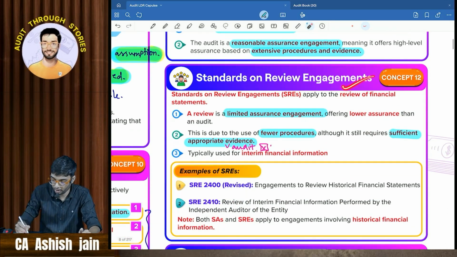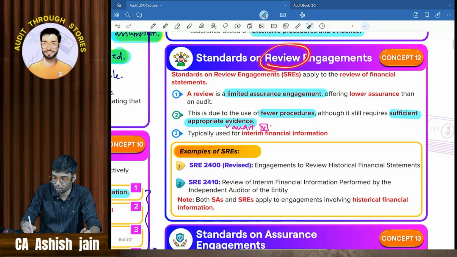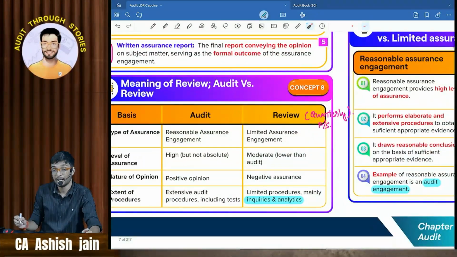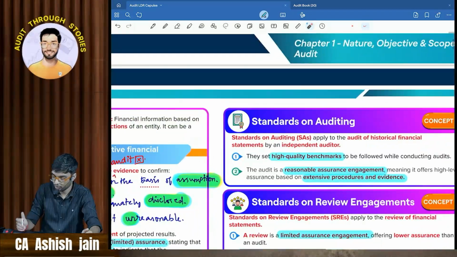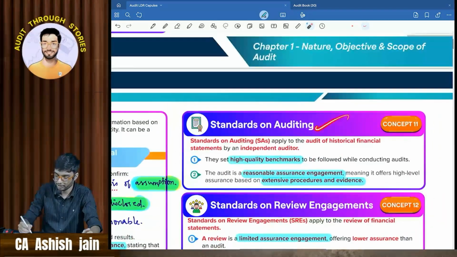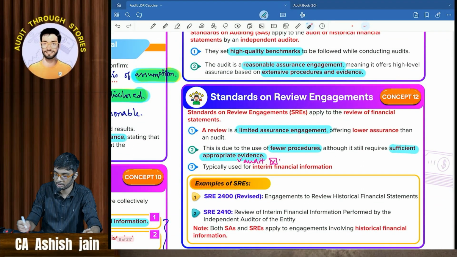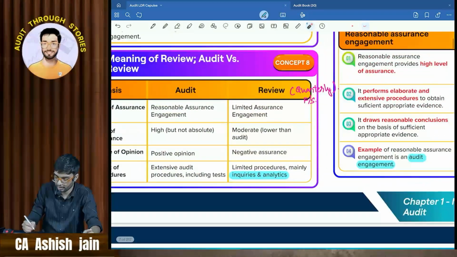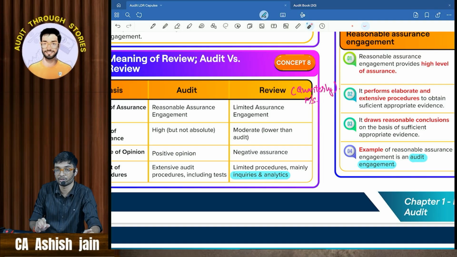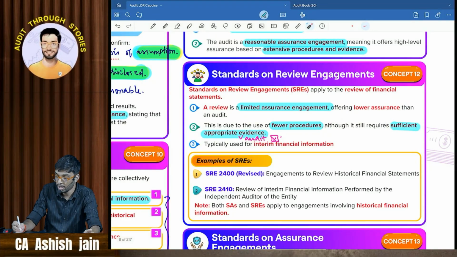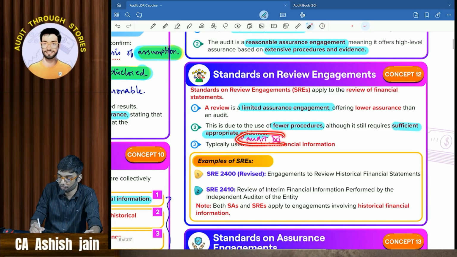Then comes standards on review engagement. We already know that in standards on review engagement, a limited assurance engagement is given, as we have already seen in this box, whereas in standards on auditing a reasonable assurance engagement is given. Limited assurance is lower assurance than audit. Fewer procedures are applied; only limited procedures, that is inquiry and analytics, are applied. So fewer procedures or limited procedures, both wordings you can use in your examination. And sufficient appropriate evidence. Don't use the word audit over here.